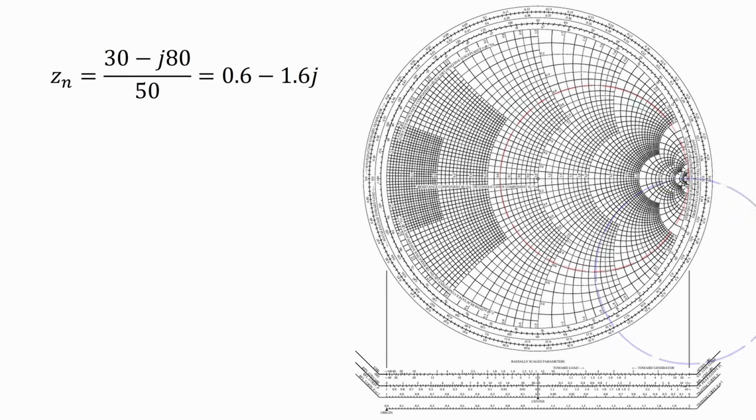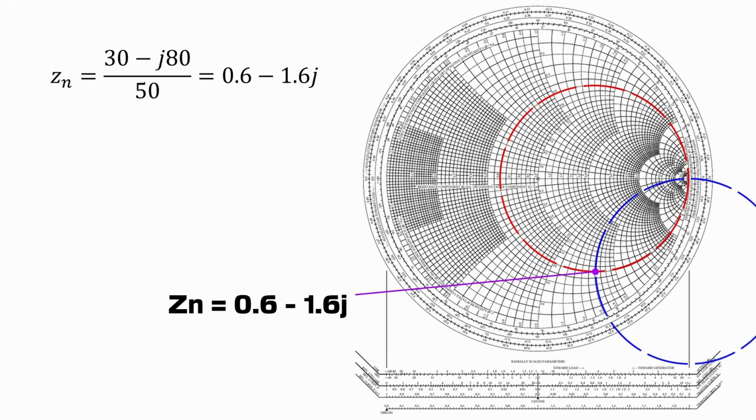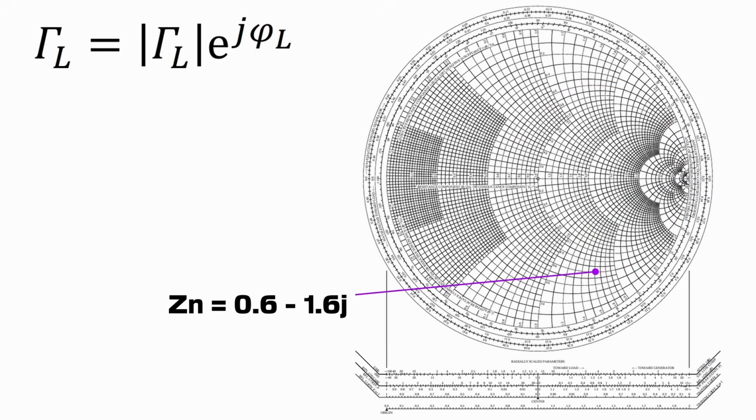If we take a look at the red circle at 0.6 and the reactance curve that goes through negative 1.6j on our Smith chart, we can see there's an intersection on the bottom right plane of our chart. We can label this point 0.6 minus 1.6j as our normalized load impedance. Now, if you remember our reflection coefficient from earlier, we can use the Smith chart to find the magnitude and phase of the reflection coefficient at the load given our normalized load impedance.